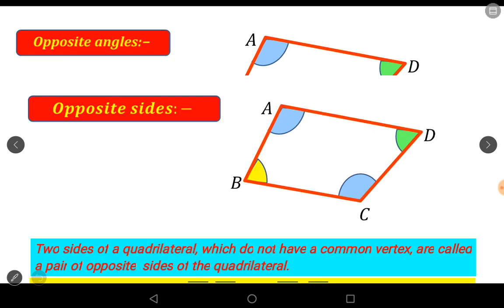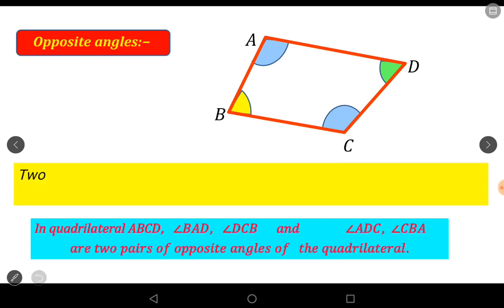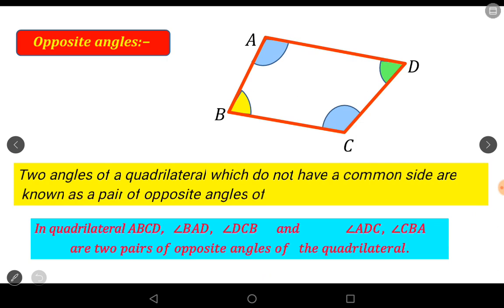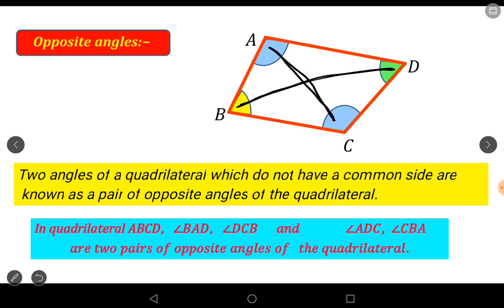Next one, opposite angles. Two angles of a quadrilateral which do not have a common side are called opposite angles. A and C, B and D. These two pairs are always the opposite angles of quadrilateral ABCD.